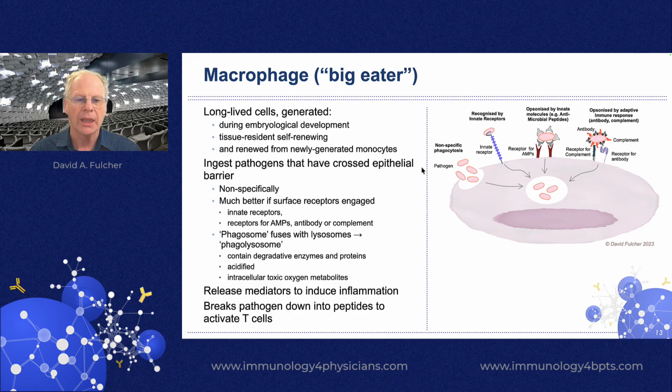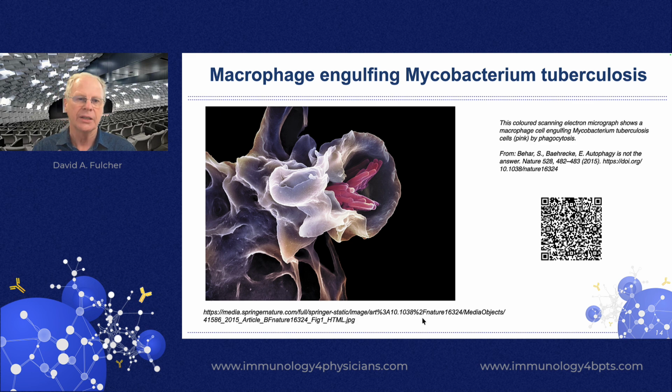trying it on. I also will just mention in passing that in this phagolysosome, the pathogen is broken down into small peptides, and these become relevant when we talk about how T cells are activated. So here's an example of a macrophage ingesting a mycobacterium. It's doing so by a toll-like receptor, which we'll also come to shortly.